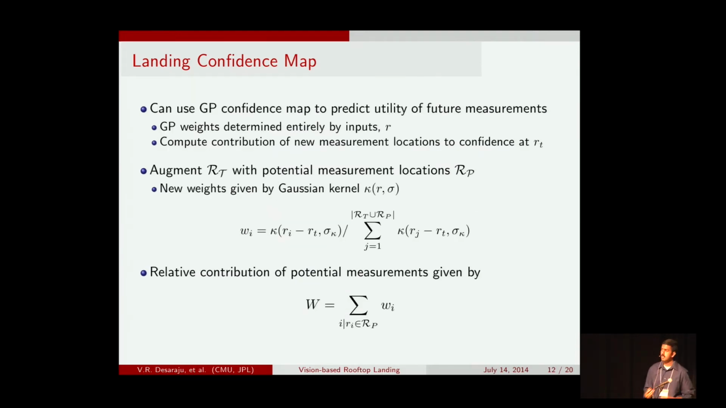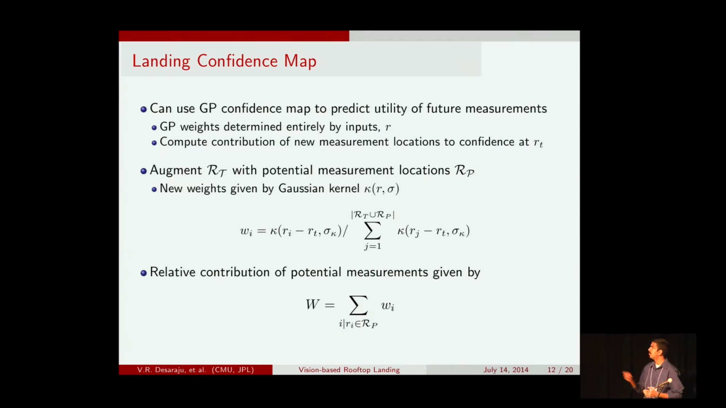So since we're using the GP, we can also use this in a predictive sense to determine the potential value of a set of future measurements that we might take. And this comes from the fact that the weights in the GP are only determined by the inputs. So there's no reliance on the actual output of the GP when computing these weights. And so as a result, we can actually very accurately estimate what the contribution will be for an arbitrary set of measurement locations to the confidence value at a particular test point.